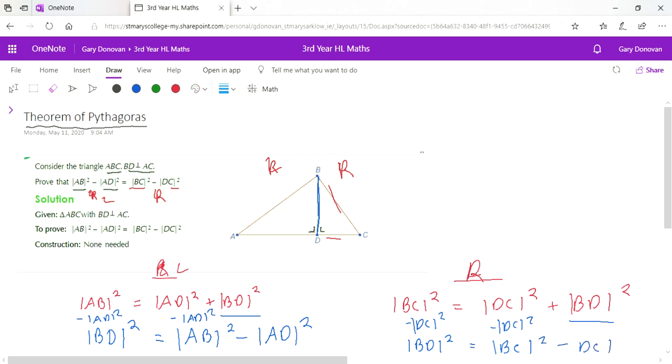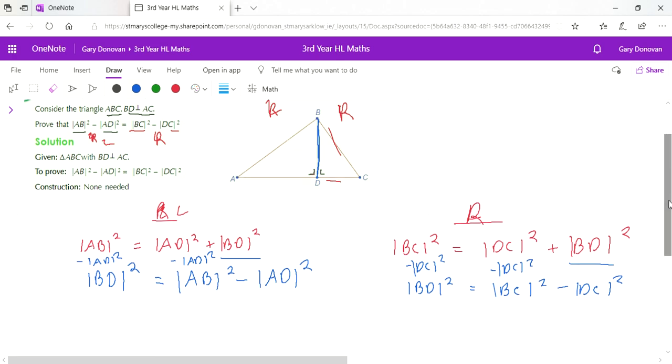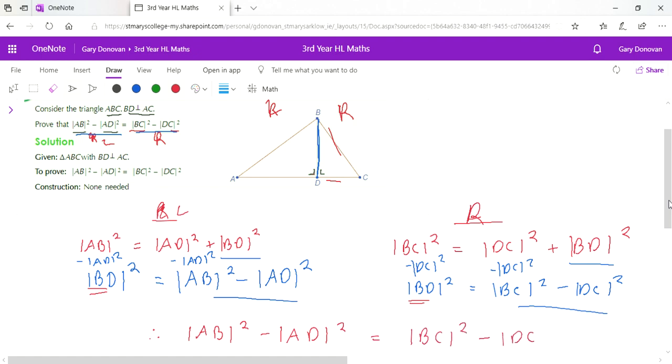minus DC squared. And if you look at the expressions we've got, we know we're going in the right direction because they're asking us to prove AB squared minus AD squared, which is what we have here, is equal to BC squared minus DC squared, which is what we have here. Now both of these expressions are equal to BD squared. So BD squared equals BD squared, so therefore AB squared minus AD squared equals BC squared minus DC squared. So QED, we've proved what we need to prove because BD squared is obviously the same as BD squared.